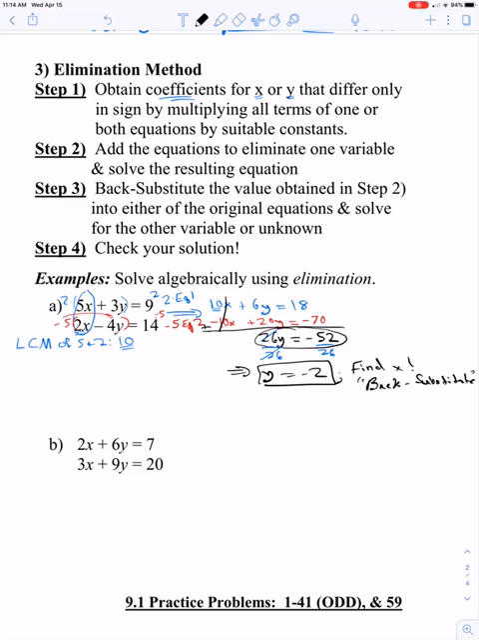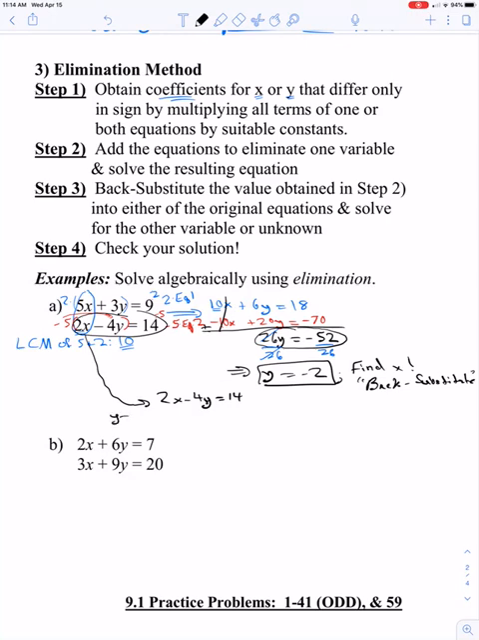Now, plug it into either of the equations. So I'm going to go back up, and I'm going to plug in here to equation 2. So let's do the back substitution step. So what does x equal? So with that equation, right, we can bring it down here. We got 2x minus 4y equal to 14.